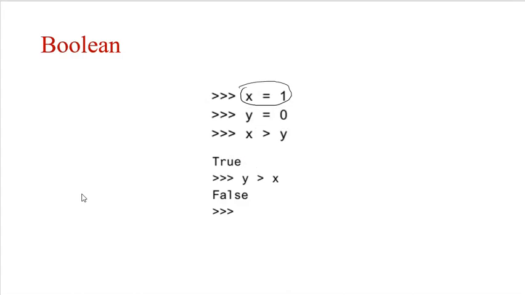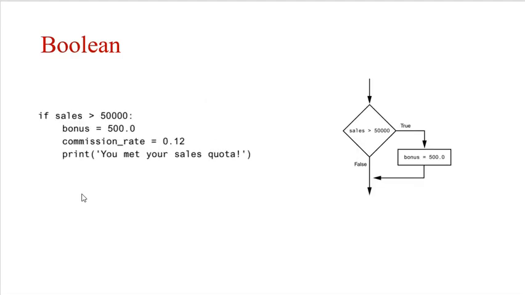So you can see that x is greater than y, right? So this is going to return true. y is greater than x is going to return false, because y is obviously less than x. So these are called Booleans. You get either a true or false for the value.